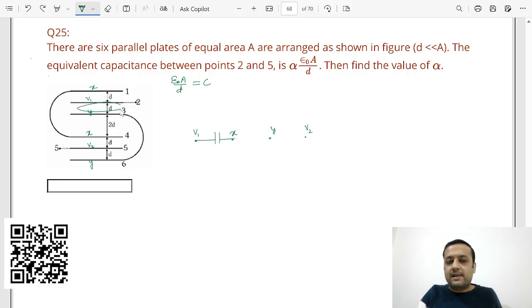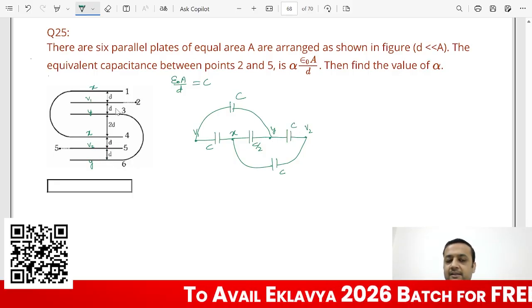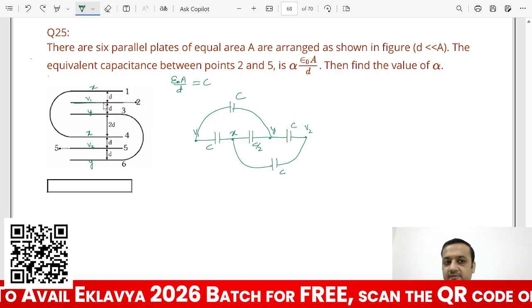Okay, now if you look at this capacitor, this also has plate separation d, so this capacitor is between v1 and y. So you will connect one capacitor between v1 and y, and this will also be of value c because this distance is d. Now y and x, look, this distance is 2d, so that means capacitance will become c by 2, because c is inversely proportional to distance. So the capacitor between y and x is basically c by 2, remember. Then between x and v2, there is a capacitor of c. And again v2 and y, so this is also c. And remember, we have to find the equivalent capacitance between point 2 and point 5, that means v1 and v2.